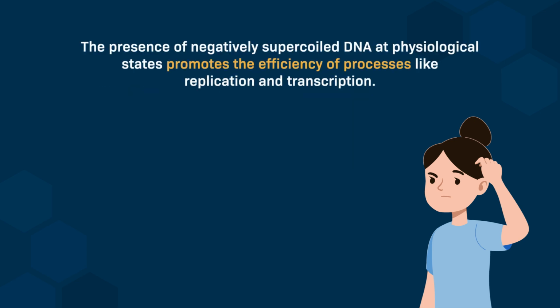The reason is that negative supercoiling facilitates local changes in a twist, which aids in the relaxation of the DNA during processes such as replication and transcription. In essence, the presence of negative supercoiled DNA at physiological states promotes the efficiency of processes like replication and transcription.